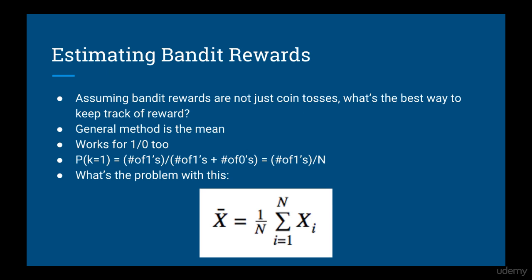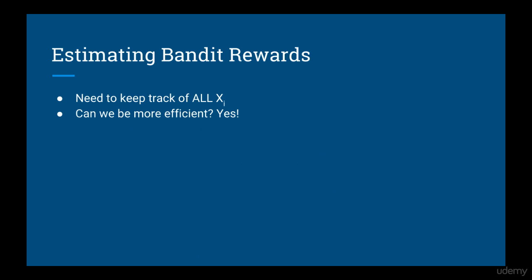So how do we calculate the sample mean of a random variable? We know that it's the total sum divided by the number of samples. But what's the problem with this equation? The problem with this equation is that it requires you to store all n elements in order to calculate the mean. Is there a way to make this calculation more efficient?